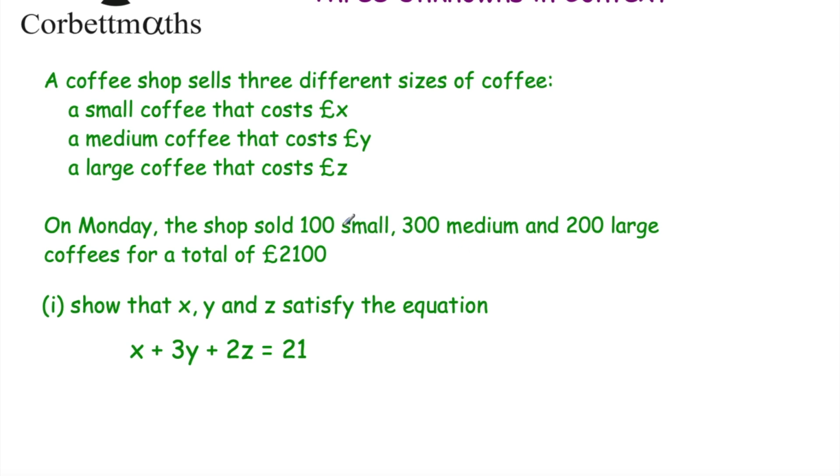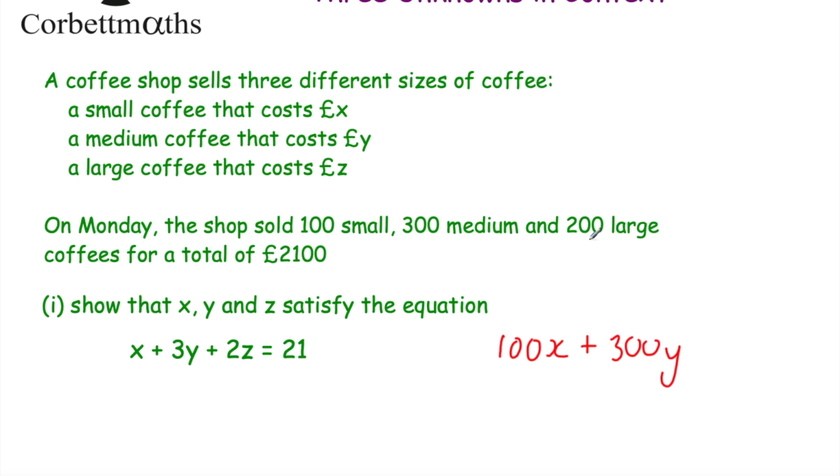100 small coffees. Well, each small coffee costs X pounds. So to find the total cost of those 100 small coffees, we would do 100x. We would do 100 times the price of the coffee. If each coffee was £2, we would do 100 times 2, which is £200, and so on. Now, we're also told that 300 medium coffees were sold. So to find the total cost of those, we're going to do 300 times y, so plus 300y. That'll be the total cost of the small and medium coffees.